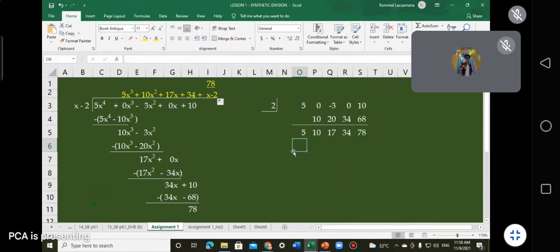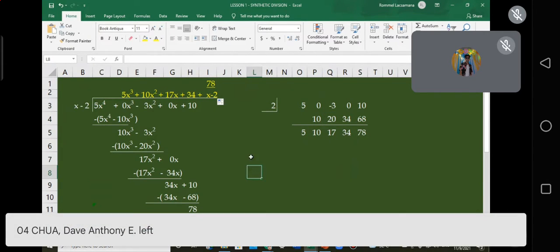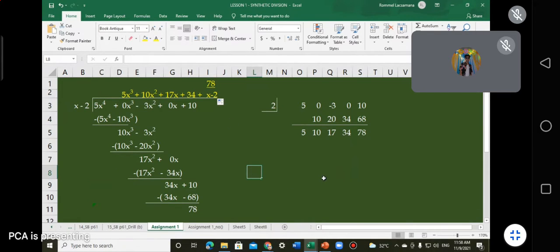Again, for those who are absent and not listening, yesterday, bring down the 5. 5 times 2, it's 10. Add, and then 10 times 2, it's 20. Add, so on and so forth. Okay, if your answer is complete, give yourself 10. If not, it's up to you, no? Okay, be logical and be reasonable about giving your grades out of 10.